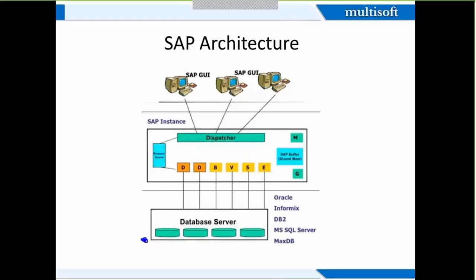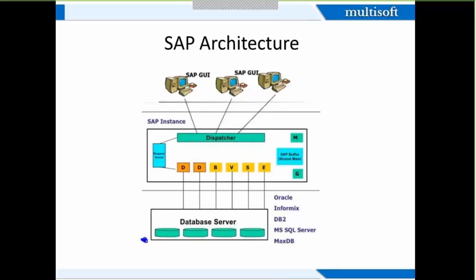and there are background processes which run while some jobs are scheduled into the background. Update processes are required of two kinds, V1 and V2, depending upon whether they need to be completed immediately or later on. Spool requests are basically whenever you are running some printing application and giving a print command, then the spool process comes into the picture. And the enqueue dequeue process comes in when it is going to the database.